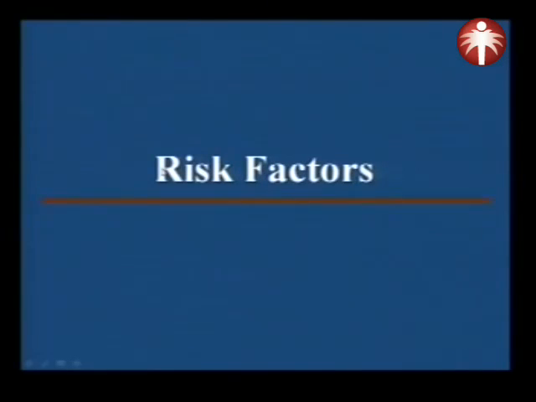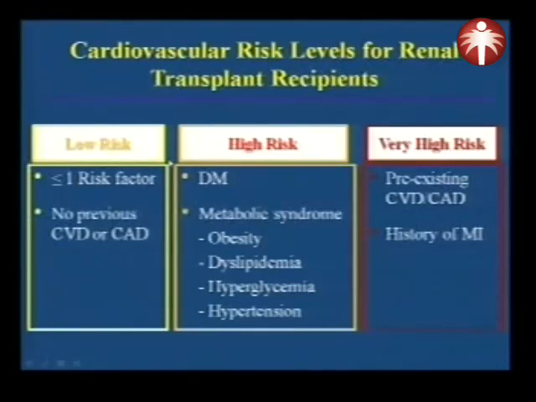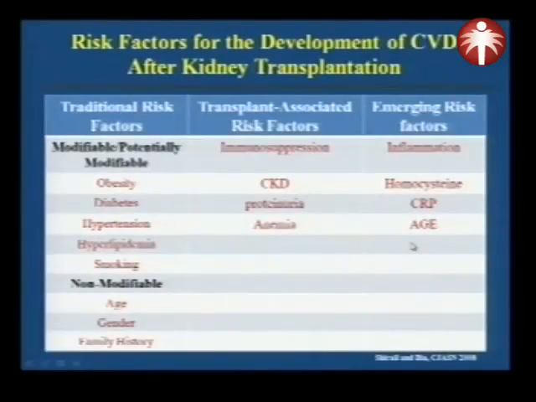So what are the risk factors? What makes these patients, transplanted patients, at risk? There are different ones. We can classify them either to low risk, if there is one risk factor, or no diseases beforehand, or high risk, especially patients with diabetes mellitus or metabolic syndrome, and those at very high risk if they have pre-existing cardiovascular disease or coronary artery disease beforehand, or a history of myocardial infarction.